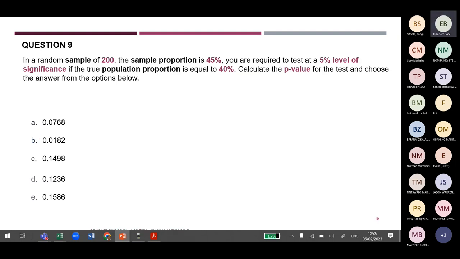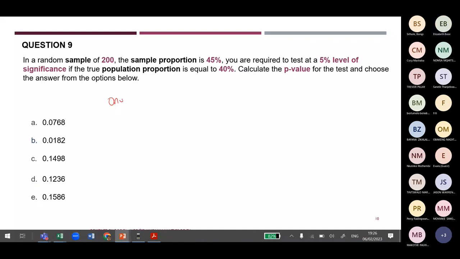Question 9. In a random sample of 200, a sample proportion of 45%, you are required to test at 5% level of significance if the true population proportion is equal to 40%. Calculate the p-value. Now, reading the question, ask yourself, are you doing a one-tail test or a two-tail test?